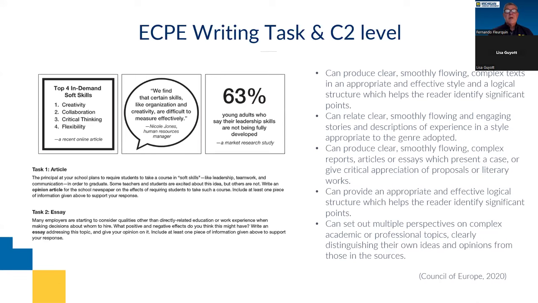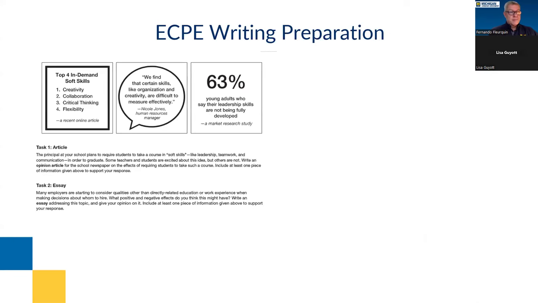of proposals or literary works, effective logical structure, which helps the reader identify significant points, set out multiple perspectives on complex academic and professional topics, clearly distinguishing their own ideas and opinions from those in the sources, which is something referring to the sources that we're including in the prompts at this point. So this is again a very efficient, highly advanced level of proficiency in their written language that can obviously communicate ideas in almost any context, in academic, professional settings, with native speakers of the language, in any advanced context that requires excellent command of the language.